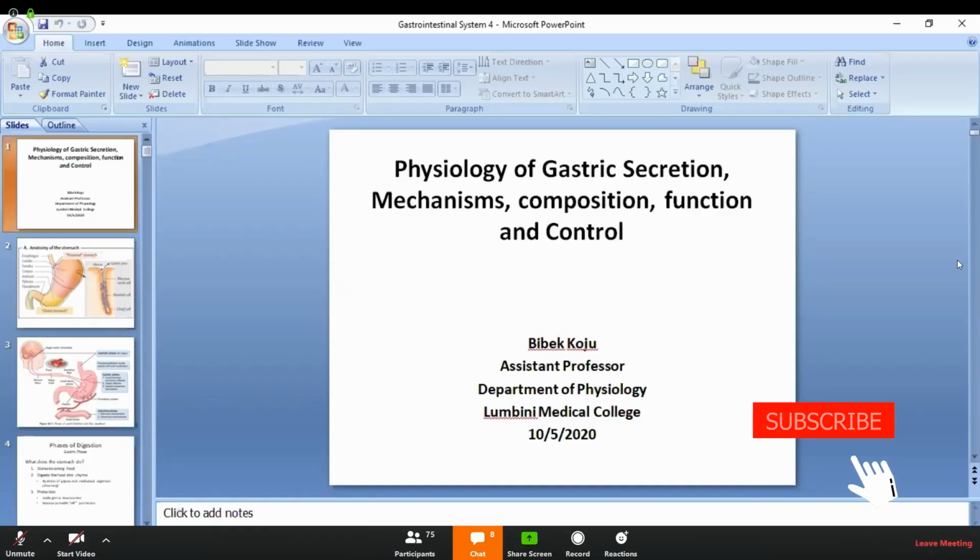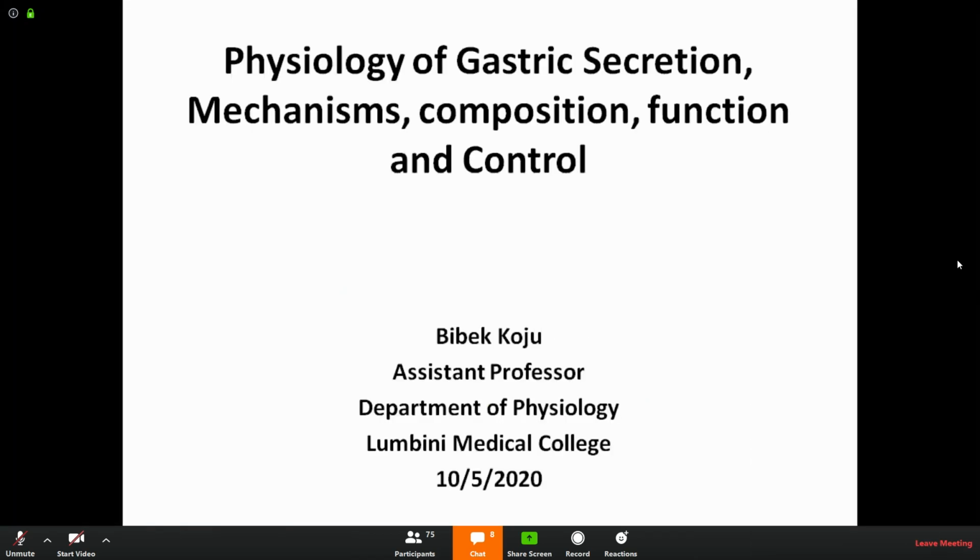Class, we will be studying the physiology of gastric acid secretion, its composition, function, and control. I think we'll be able to finish only gastric secretion today, up to the composition and mechanism of gastric acid secretion, and the rest of the things we'll do later on.